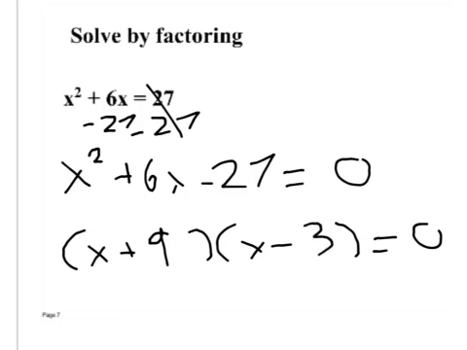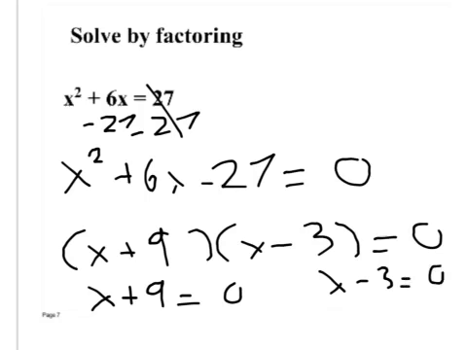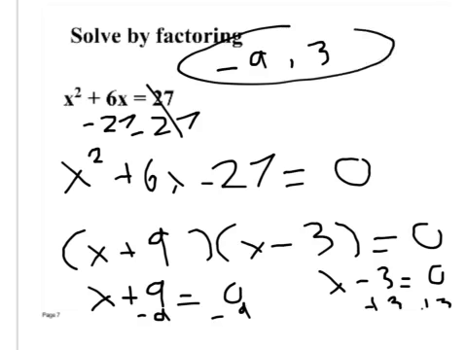Now we solve for 0, which means we just do x plus 9 equals 0, and x minus 3 equals 0. We want to see where x equals 0 for each of these. That would be negative 9, because you subtract 9 from both sides, and positive 3, adding 3 to both sides. So negative 9 and 3. These are your two answers. If you plug negative 9 in here, it would be true. If you plug 3 in here, it would be true.